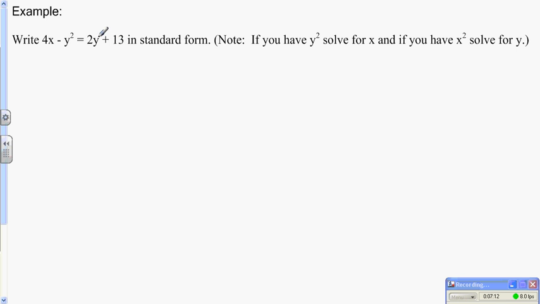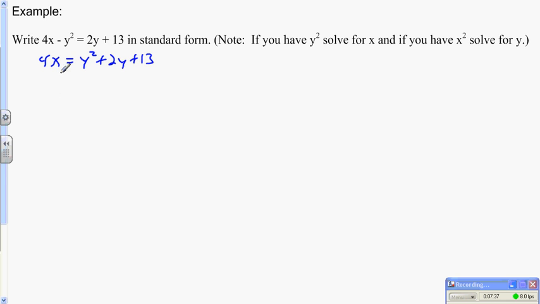Now here we have a question that has a y squared in it. The last one had an x squared. Since it's y squared, we're going to solve this one for x. So I'm going to start this by taking 4x, adding y squared to both sides, and now I'm going to complete this one.